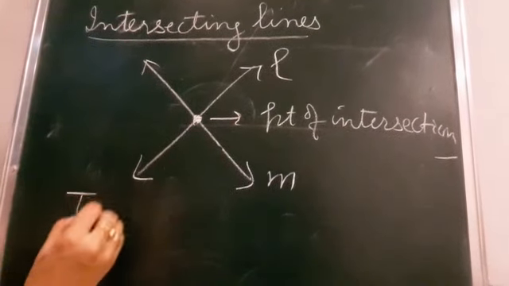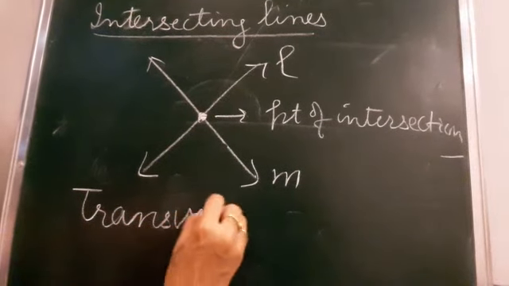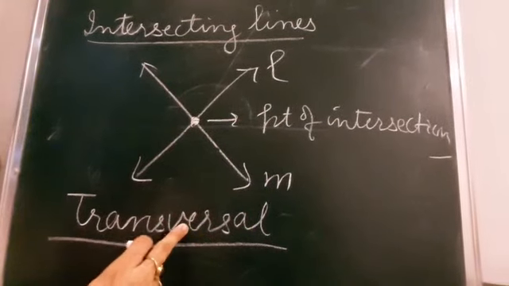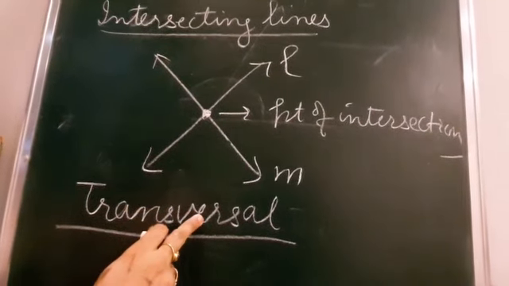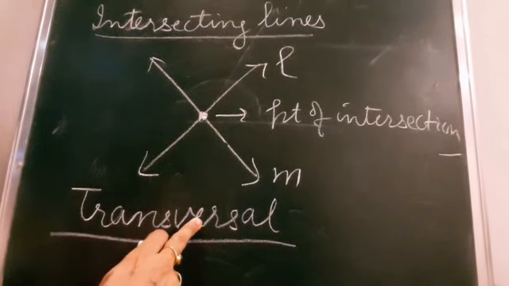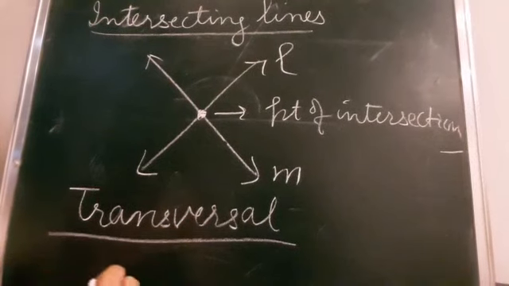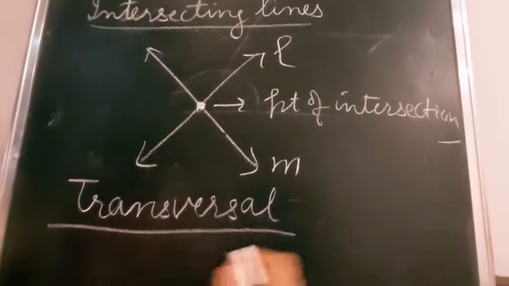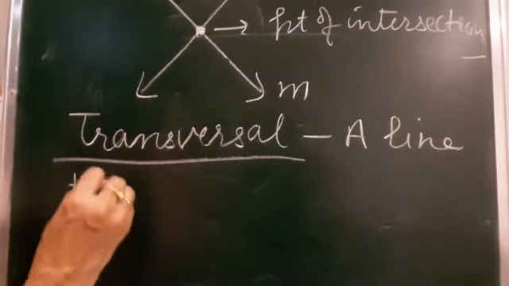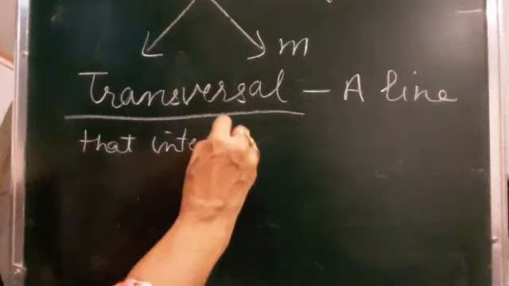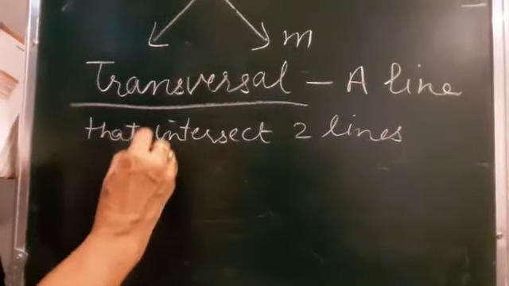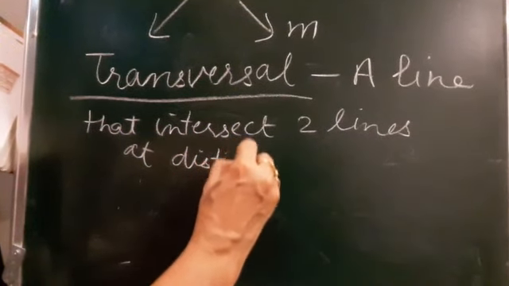Now come to transversal. What do you mean by transversal? You have heard this word for the first time. Transversal is a line that intersects two or more lines at distinct points. A line that intersects two or more lines at distinct points. Distinct means different.